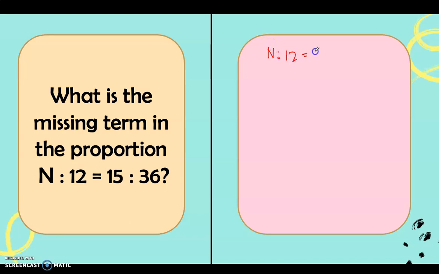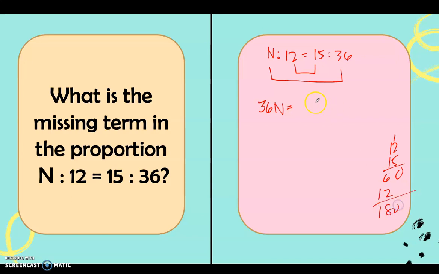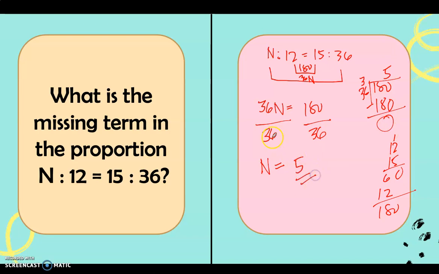Another one, what is the missing term in the proportion? n is to 12 is equal to 15 is to 36. So you multiply this and you multiply this. We have 36n is equal to 12 times 15, which is 180. So this is 180 and this is 36n. We divide both sides by 36 so that the remaining would be n. We have 180 divided by 36, that is 5, no more remainder. Therefore, the value of n is 5. Let's check if our answer is correct. Multiply 36 times 5, we have 180. So it's the same as the product of the means.